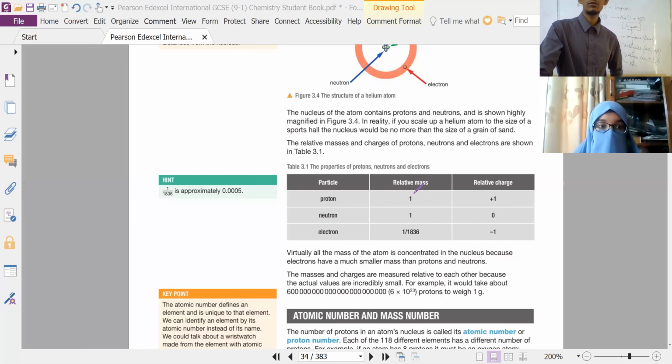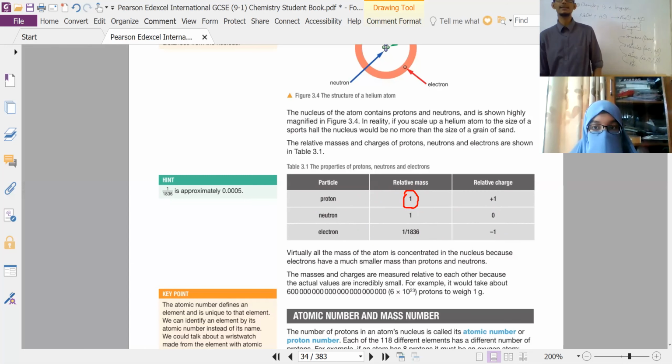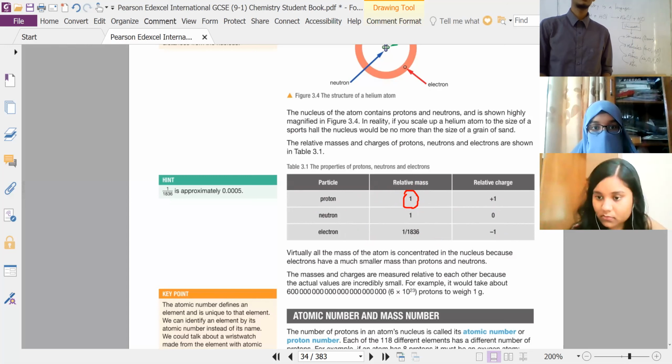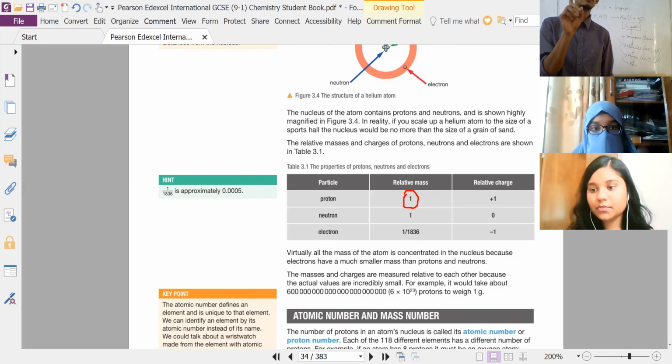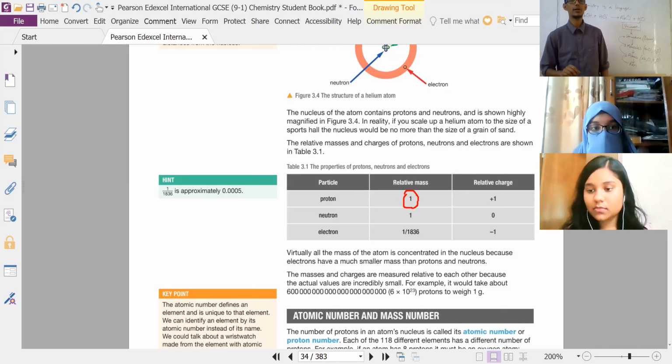And if we take the mass of a proton as 1 unit, why we are taking it as 1 unit, we will discuss later on. But for the time being, proton is 1 unit, neutron is 1 unit, the same mass. If you compare with electron, the mass of an electron is very, very negligible compared with a proton. It is 1 divided by 1836, meaning if you take around 1836 electrons together, you will get the mass of 1 proton. Do you understand?